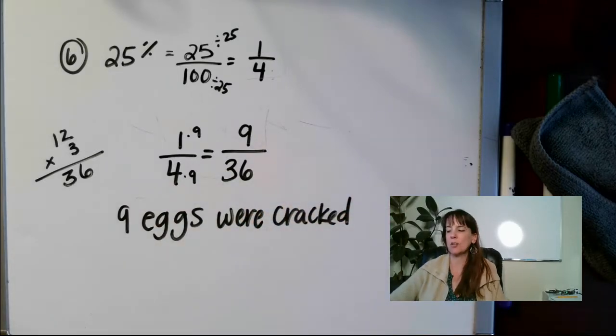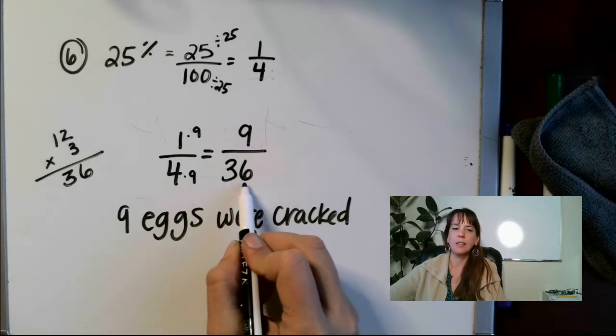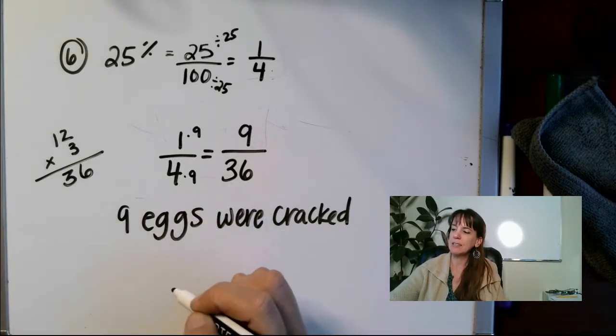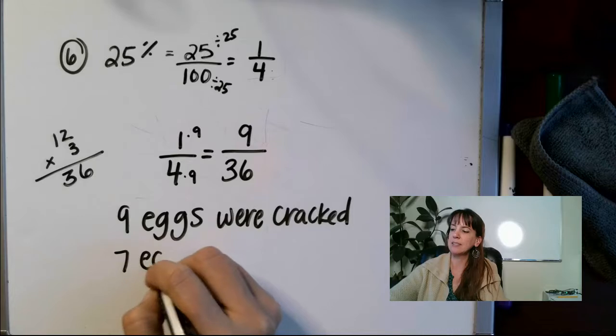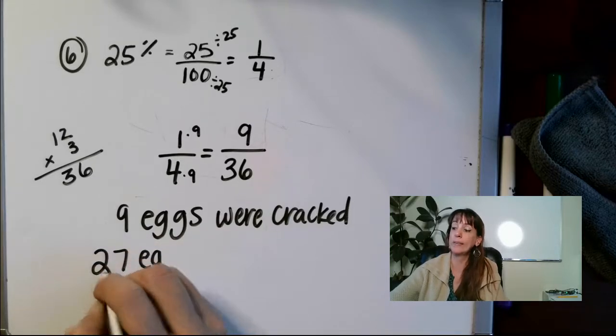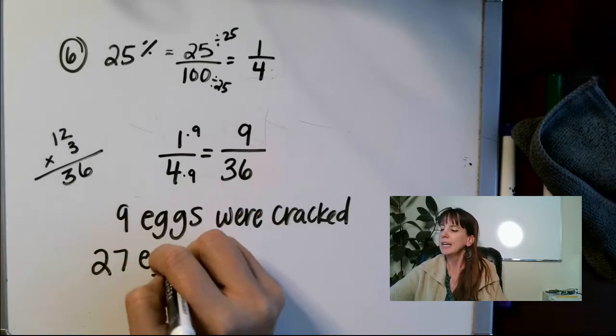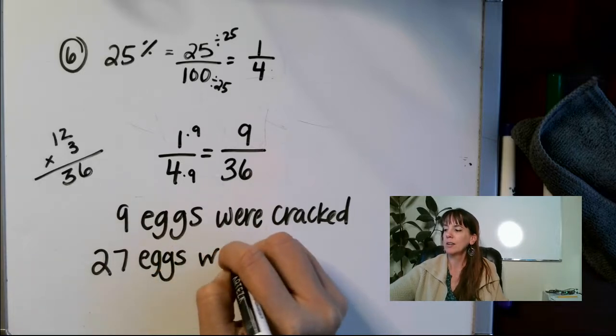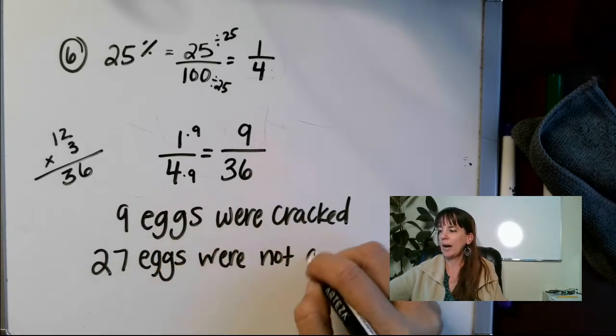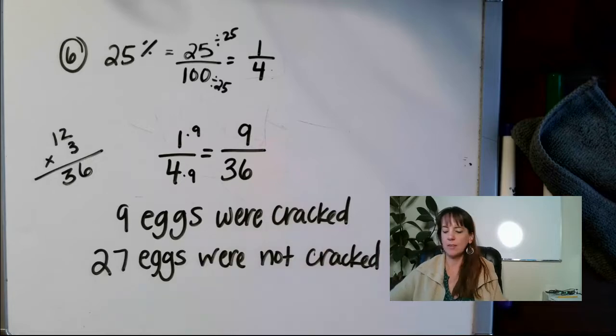How many were not cracked? Well, if we take 9 away from 36, right, we would get 27 eggs. 27 eggs were not cracked.